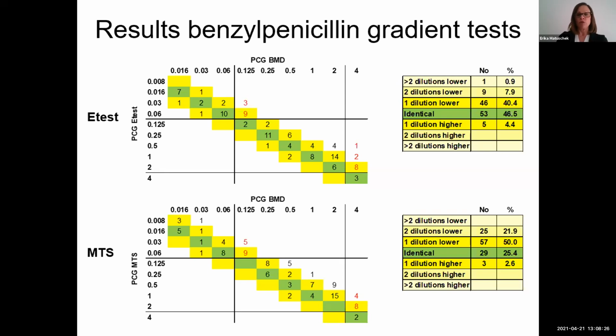And when we come close to the breakpoints, for example, MICs at 0.5 and MICs at 4, we also see that we get categorical errors when we test with gradient tests.